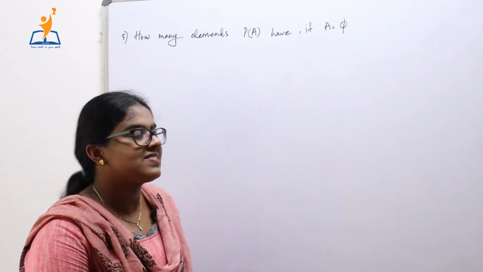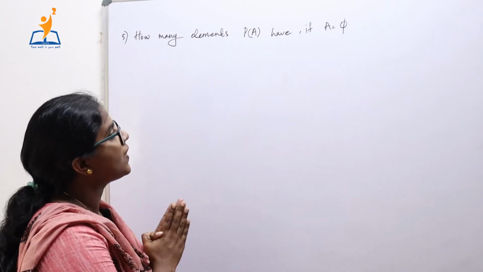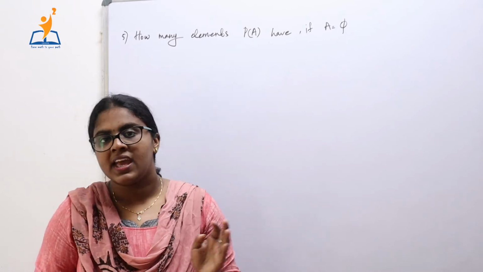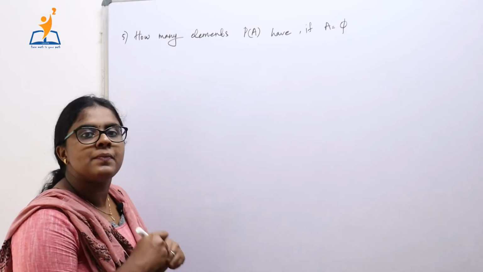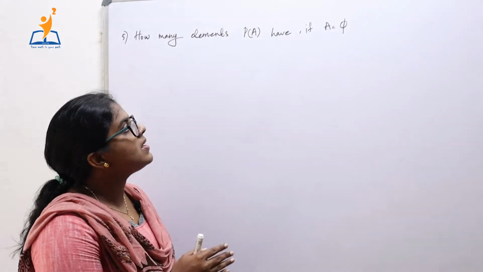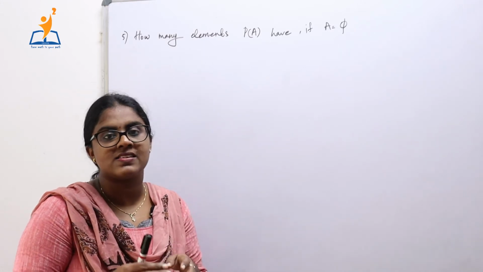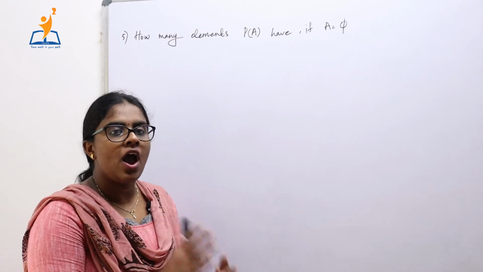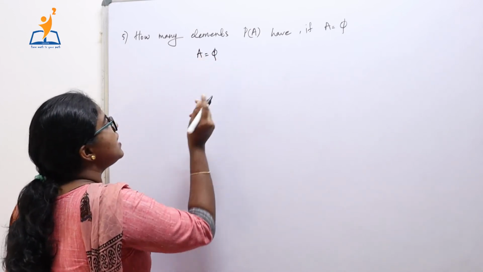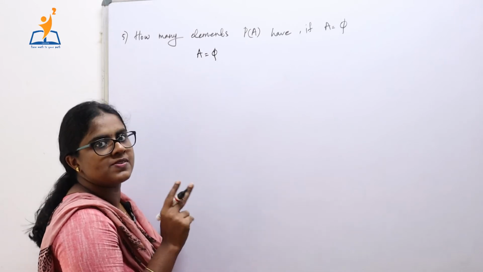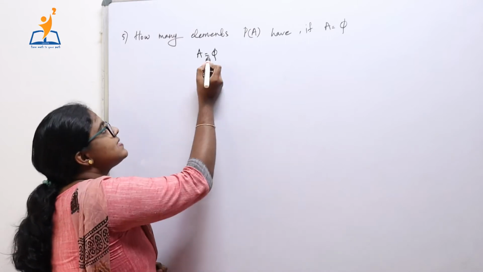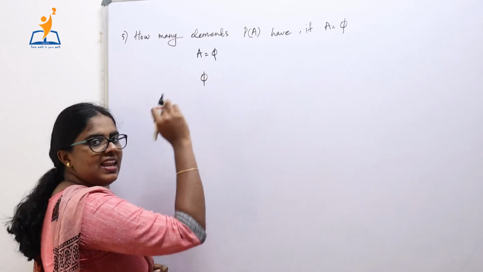Now the fifth question is, how many elements does P(A) have, that is power set of A have, if A is equal to phi, given that the set A is the empty set, that is a set which contains no elements. Now how many elements does power set of A, that is the set of all subsets of A, have? That is our question. Since A is equal to phi, we know that every set has 2 subsets always, that is the empty set and the set itself. Here the set itself is A itself, that is again phi.